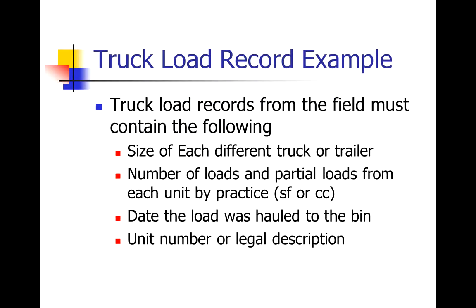So, truckload records from the field must contain the following: the size of the truck or trailer that you're using to haul to the bins or to the elevator out of the field, the number of loads and partial loads from each unit, preferably by practice or type. If it's all blocked together, if you're blocking strips, at least give us an estimate of what it ran on the summer fallow versus the recrop. Date the load was hauled to the bin, and what bin it went into, I should have put on there, and then the unit number or legal description.